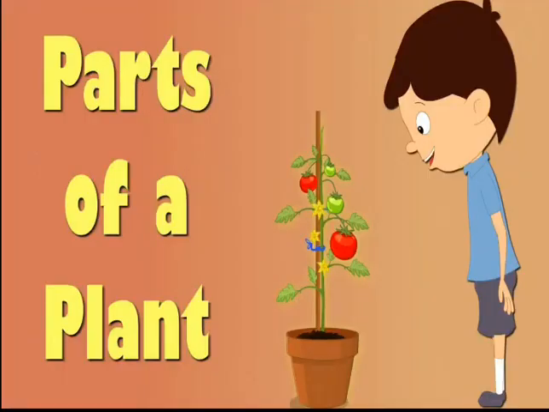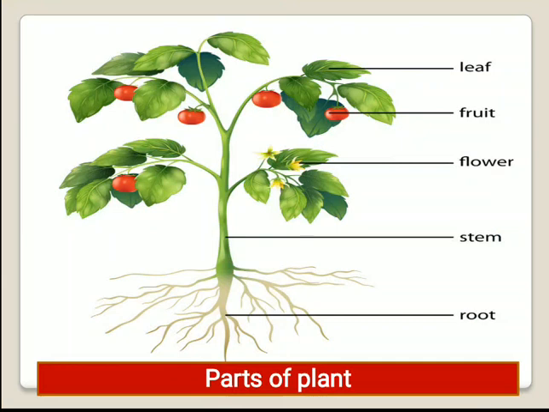Children, now let us learn about parts of plants. Observe this diagram carefully. In this you can see parts of plants. Which are they? Leaf, fruit, flower, stem, root.